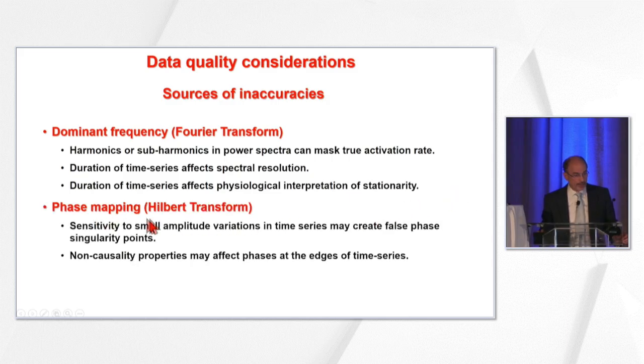As for phase mapping, regarding the Hilbert transform sources of inaccuracies, it is a very sensitive method for small amplitude variations in time series, and that may create false phase singularity points. And also importantly, we have to consider the fact that the Hilbert transform is a non-causal transform that may affect the phase, particularly at the edge of the time series.